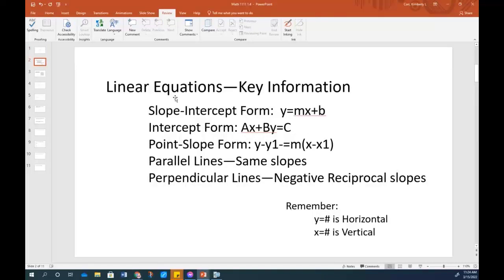Some of our key terms here, we've got linear equations. We've already talked about slope-intercept form last time. That's y equals mx plus b. Intercept form we've talked about. That's ax plus by equals c.